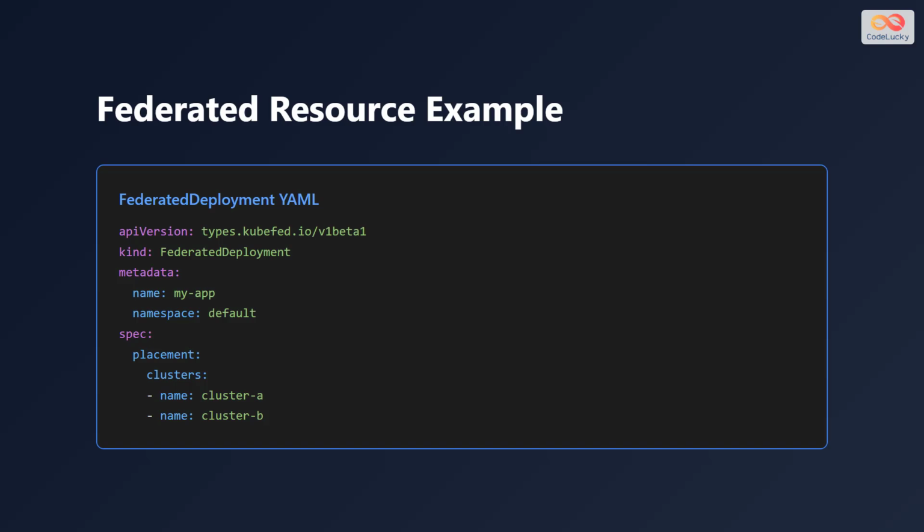In the metadata section, you define the name and namespace. The crucial part is the spec section, where you specify the placement. Here, you list the clusters where this deployment should be created. In this example, we're targeting cluster-A and cluster-B. When you apply this manifest to the Federation control plane, it automatically propagates the deployment to both specified clusters.